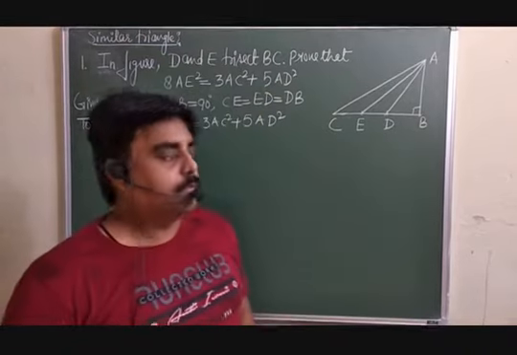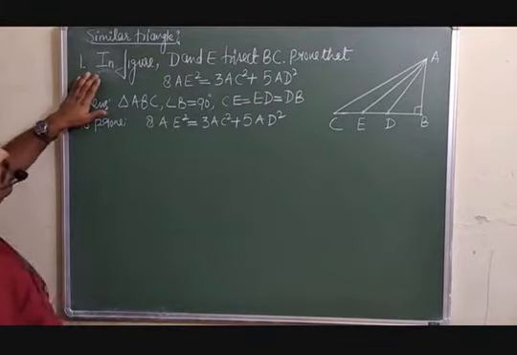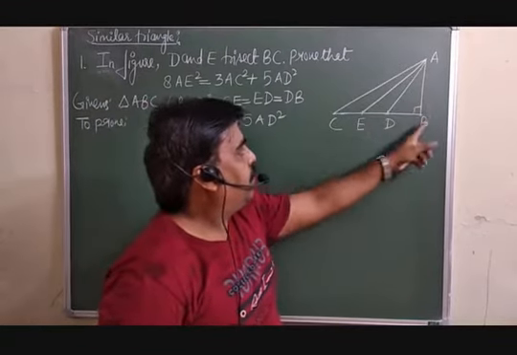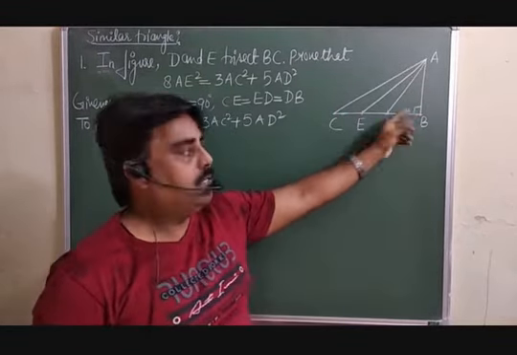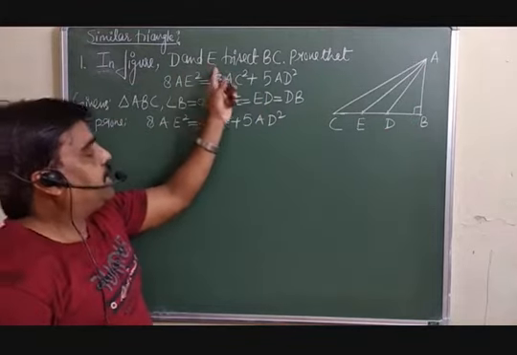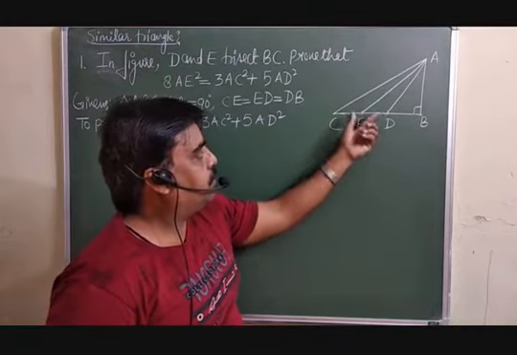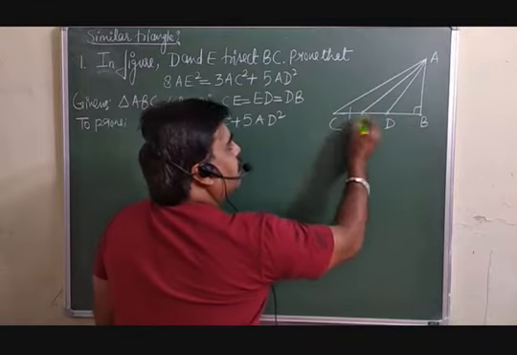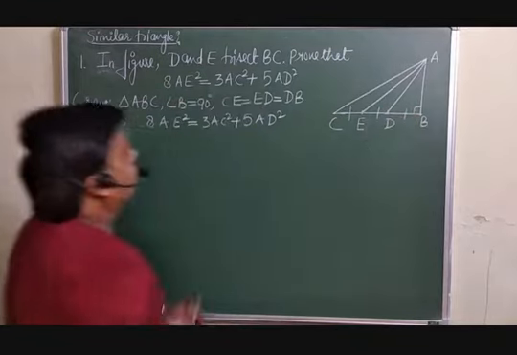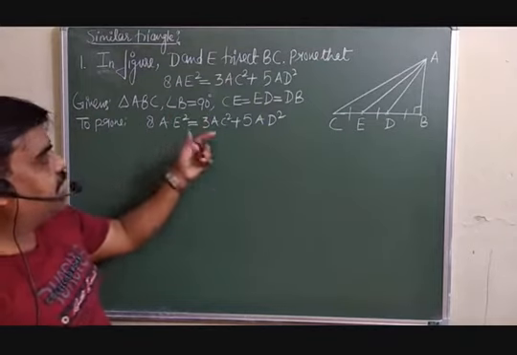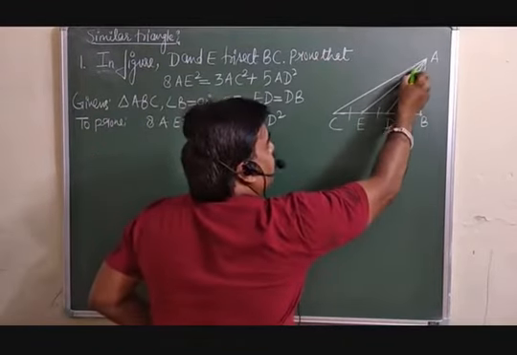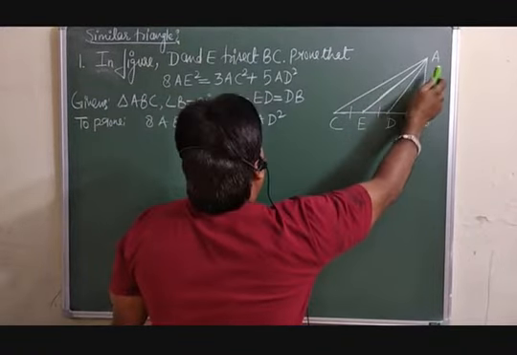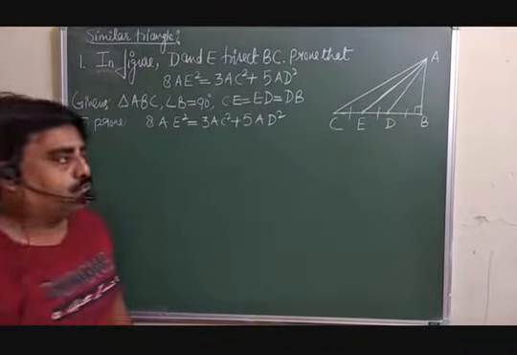Hello everybody. The question we are taking is already given in the figure. ABC is a triangle, right angled at B, and there are points D and E which trisect BC. Trisect means they divide it into equal parts. We want to prove that 8 AE square is equal to 3 AC square plus 5 AD square.